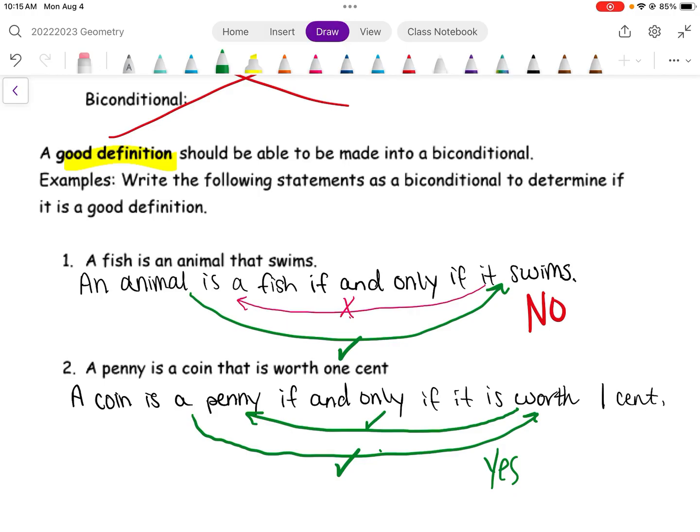If someone tells me a penny is a coin that is worth 1 cent, I'm not going to confuse that penny with a nickel like I confused a person with a fish. Okay, so this was pretty reversible. A coin is a penny if it's worth 1 cent, and a coin is worth 1 cent if it's a penny. Yes, pretty good definition. So just remember, biconditionals have to be reversible.